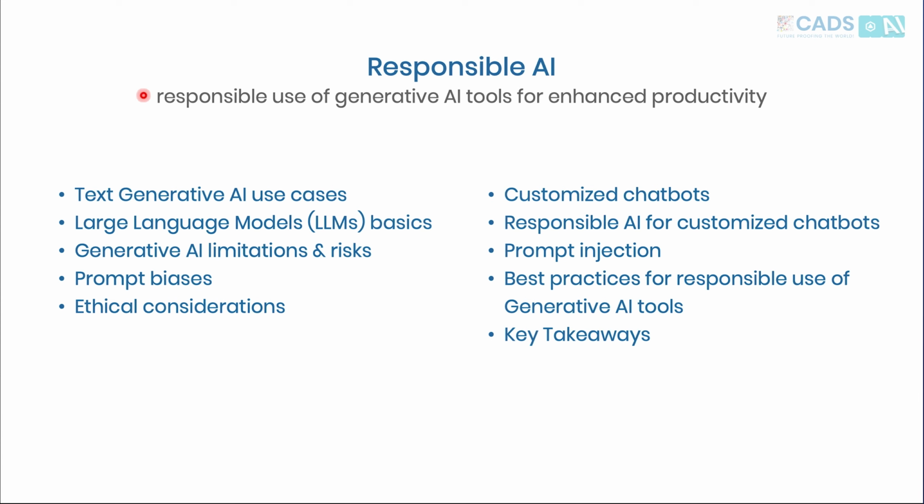This training covers a wide range of essential topics to provide you with a holistic understanding of responsible AI usage. Here's an overview of the course contents. We'll explore briefly the diverse applications of text generative AI, spanning from content generation and translation to data analysis and more. To lay a strong foundation, we'll delve into the non-technical basics of large language models, which will help to understand the probabilistic nature of LLM's responses.